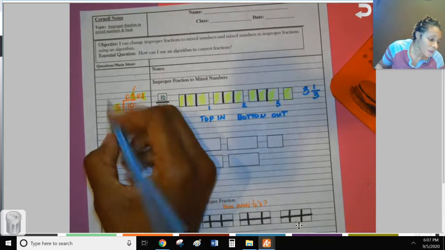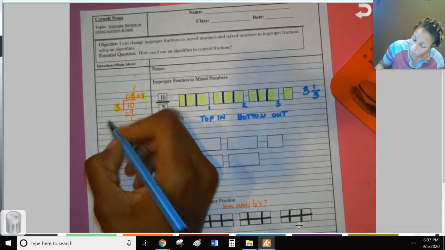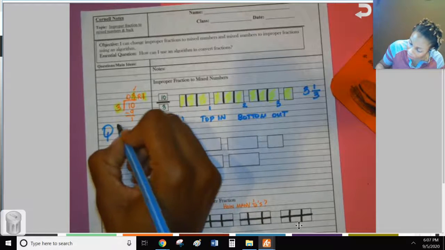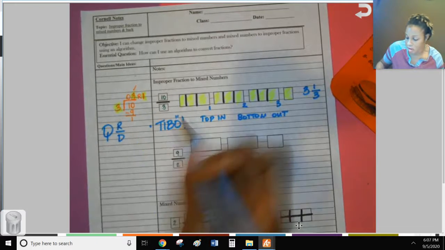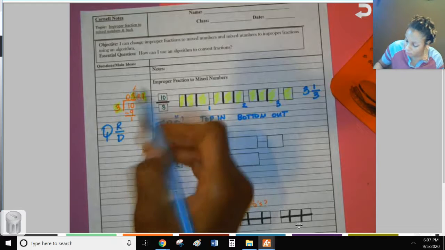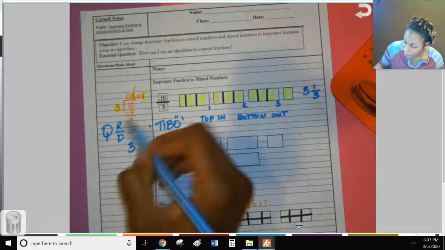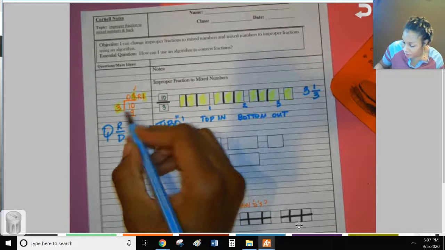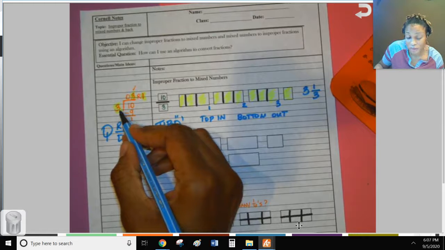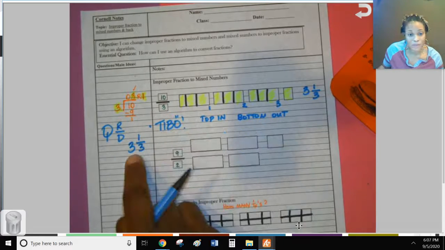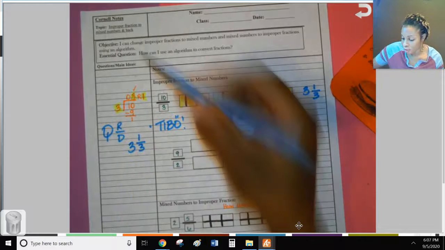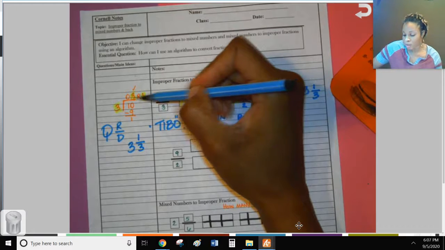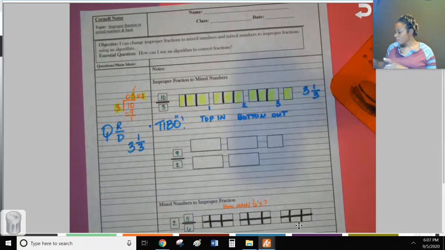So you're going to have quotient, remainder over divisor. Our quotient is 3. Our remainder is 1. And our divisor, which is also our original denominator, is 3. That is how you get your 3 and 1/3. Your quotient, your remainder, your divisor. That is how you make an improper fraction into a mixed number.